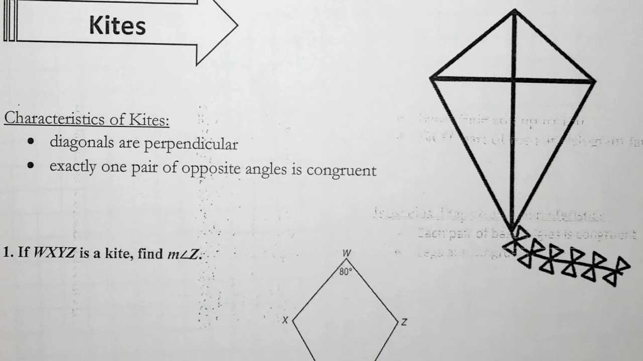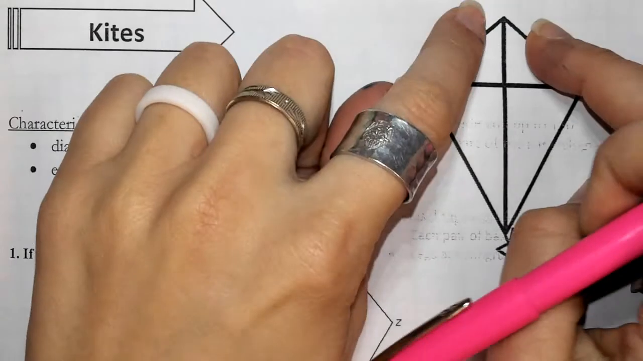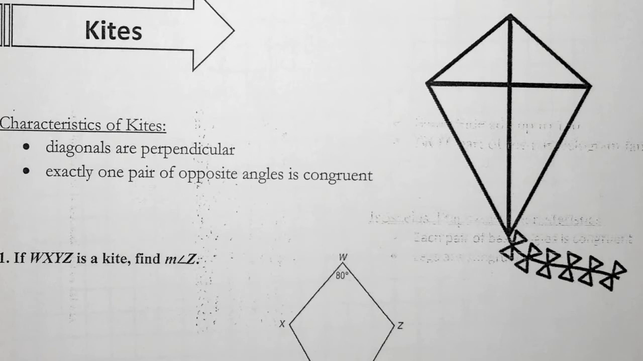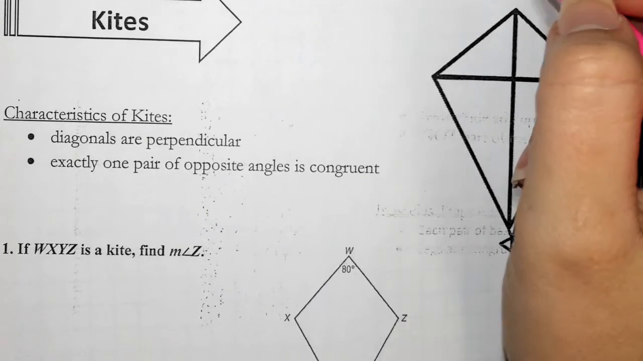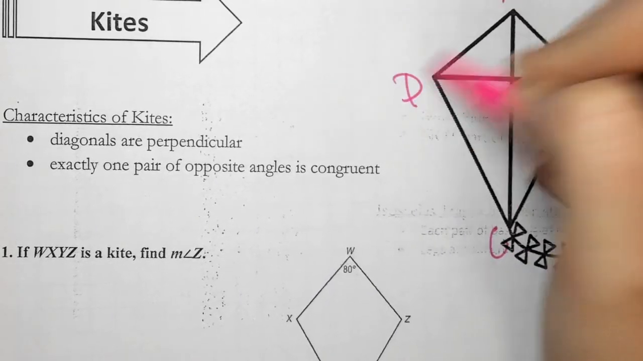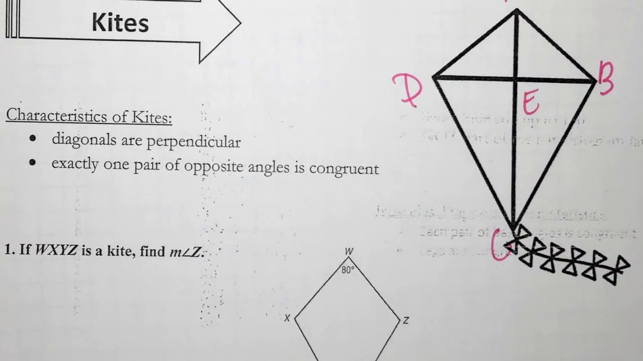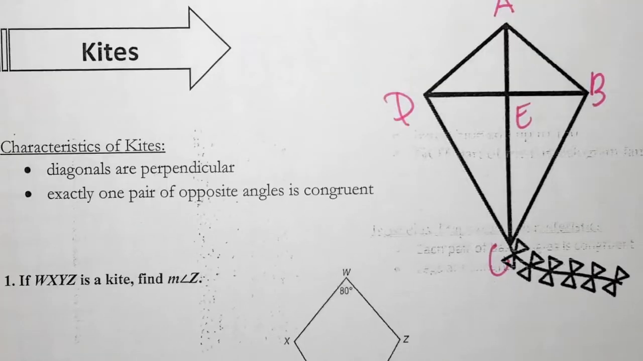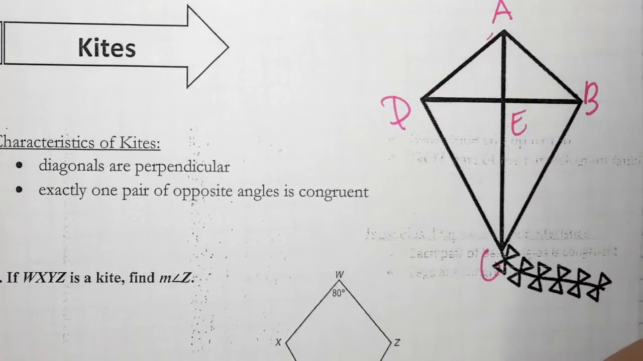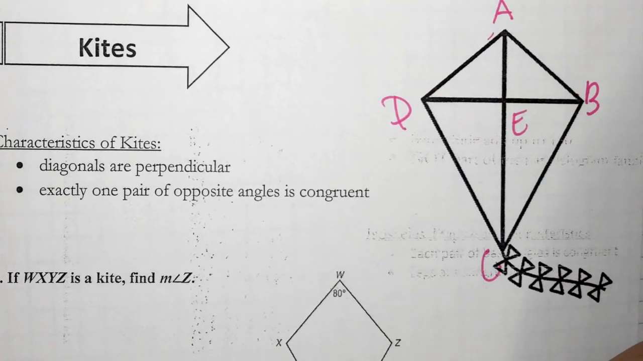All right, let's look at a kite. Now, if you have a kite, what do you know about the top two sides? They're triangles. If this is A, and this is B, and this is C, and this is D, and this is E, what do you know about AB and AD? They don't make a triangle, they make the top of the kite.